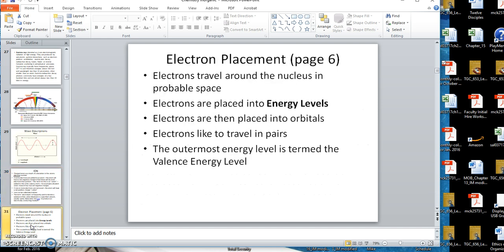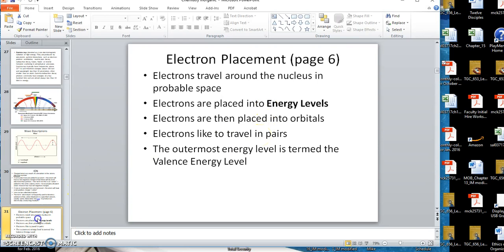Okay. We go next to how the atom is arranged. So we're talking about now electron placement. Now remember, the neutrons and protons are in the nucleus, but the electrons travel around the nucleus. They are placed into something we call energy levels. Some will call it energy shells. Some will call it energy clouds.